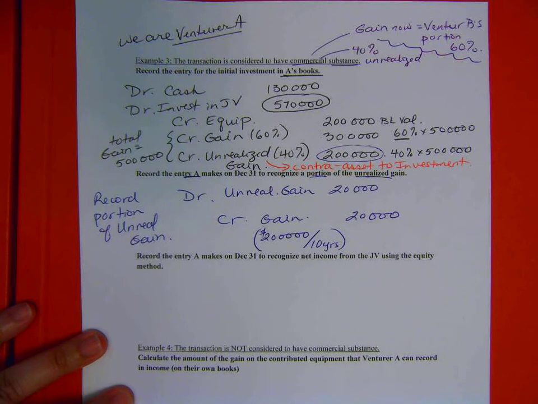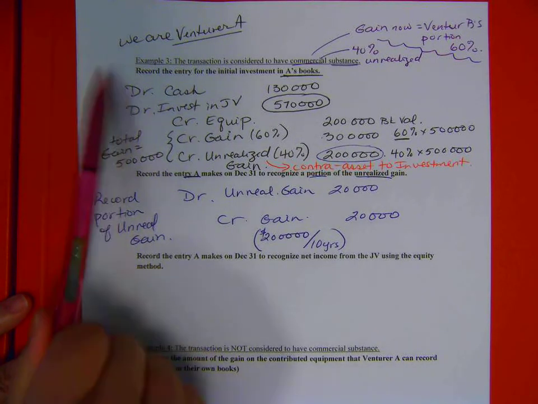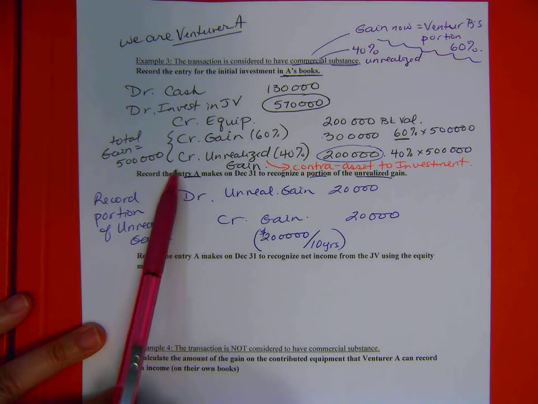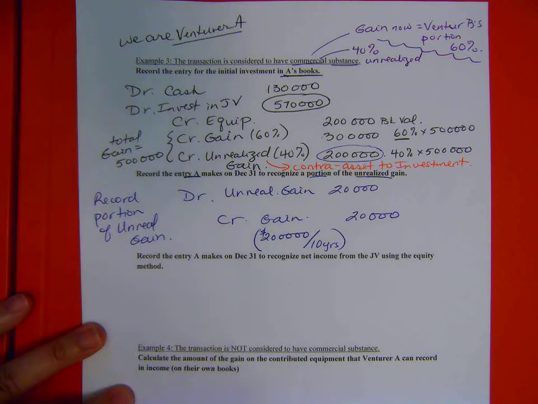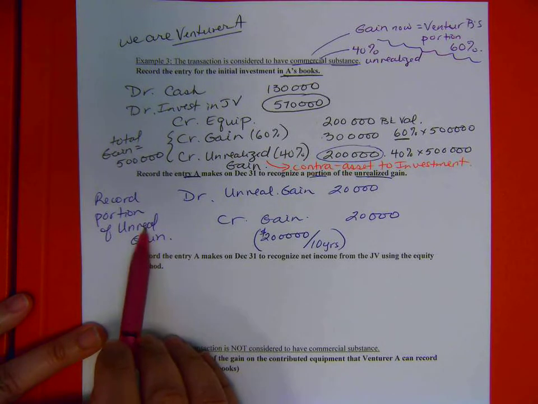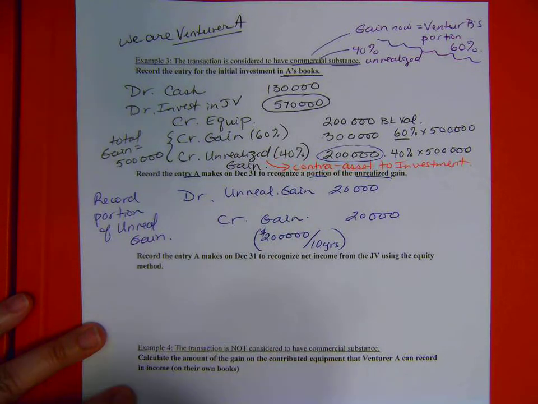Okay. So just to regroup, here's our entry where we recognized our investment of equipment, the receipt of some cash, and the gain on the equipment, which we split into realized and unrealized, based on percentage ownership because it had commercial substance. Then at the end of every year, we record a portion of the unrealized gain.